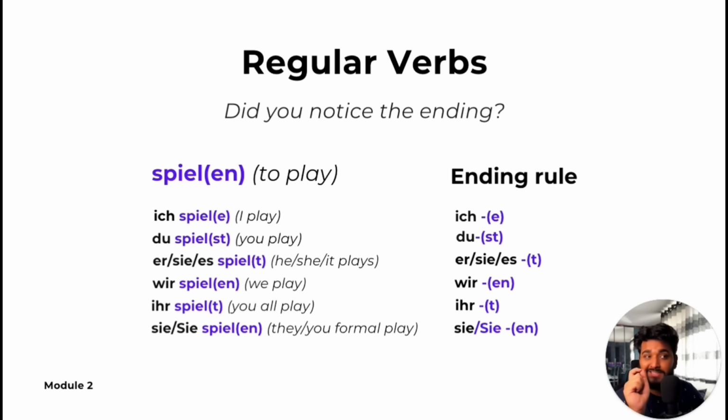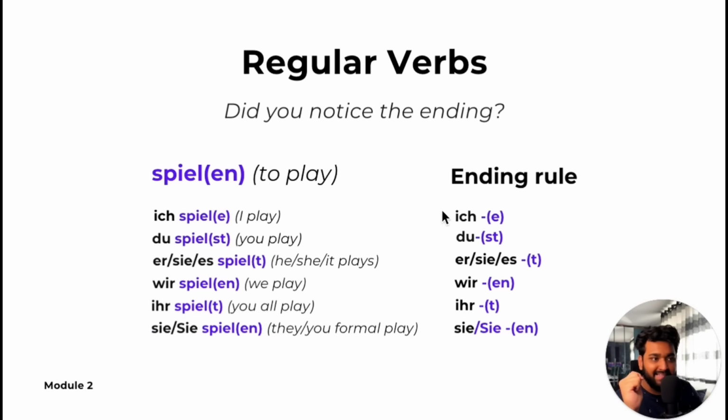So, did you notice the ending? Here is spielen. The main form is spiel, and then the ending is n. You will only change the ending. For example, spiel remains the same, and then spiele, only one e. Then spiel remains the same for du. You just put st, spielst. Spiel also remains the same for es. You just put a t, then spielt.